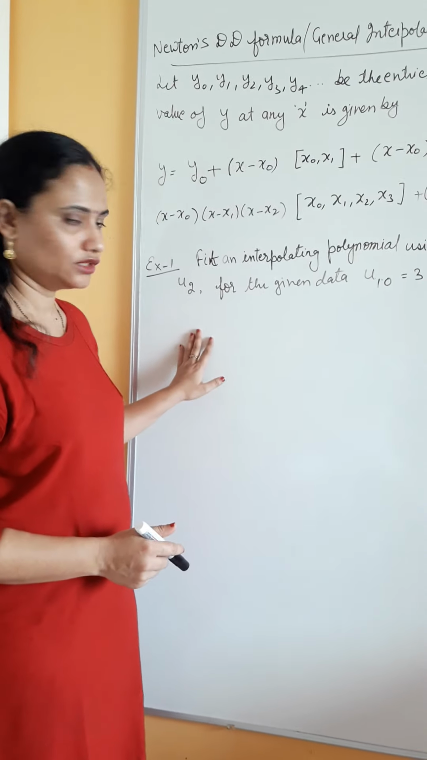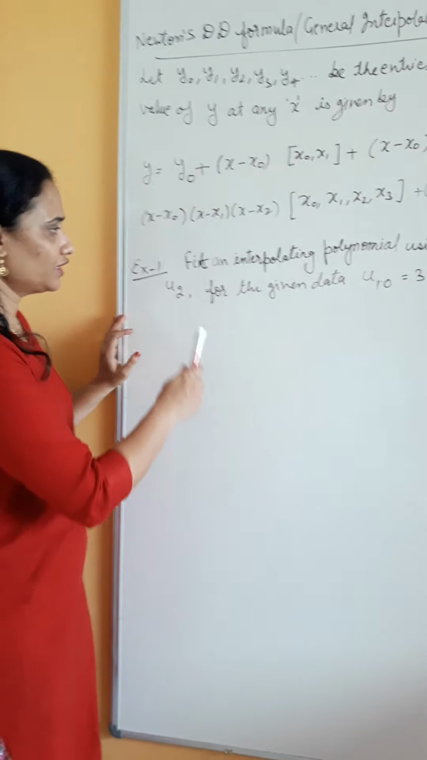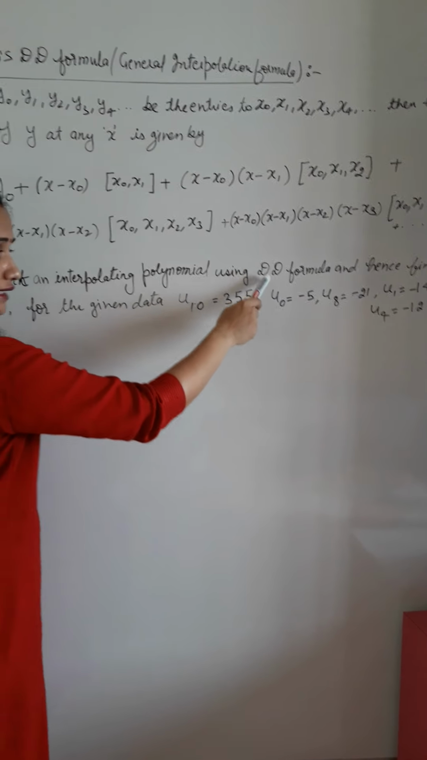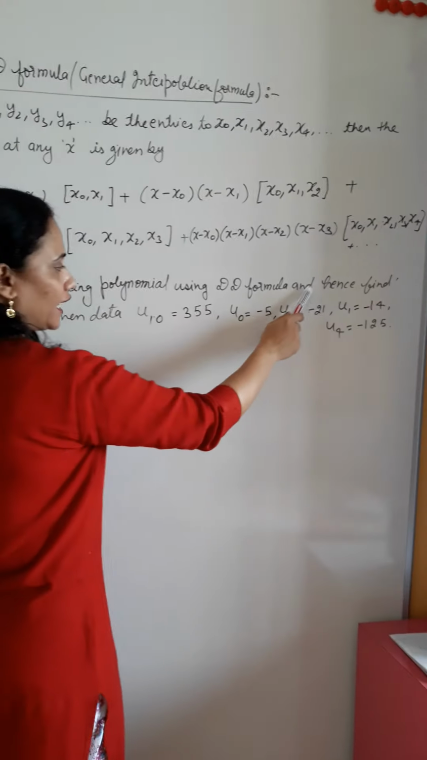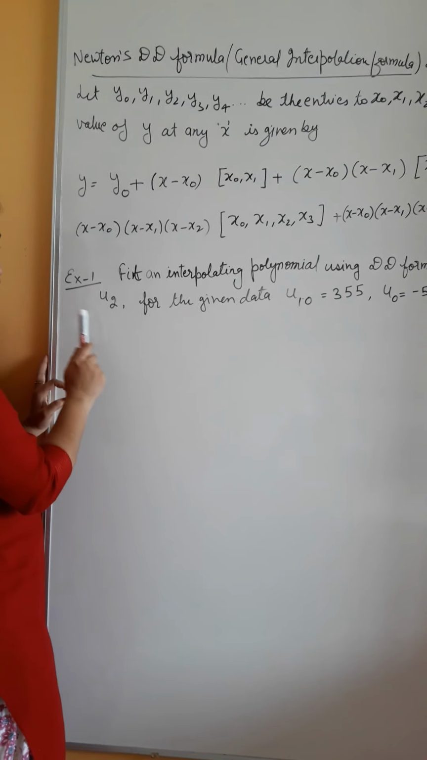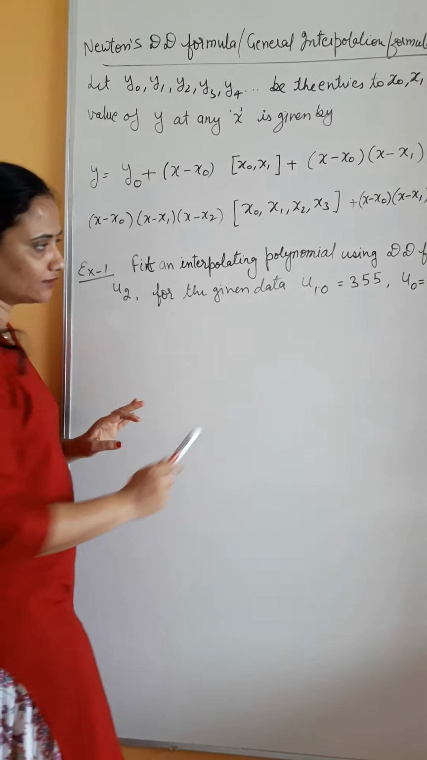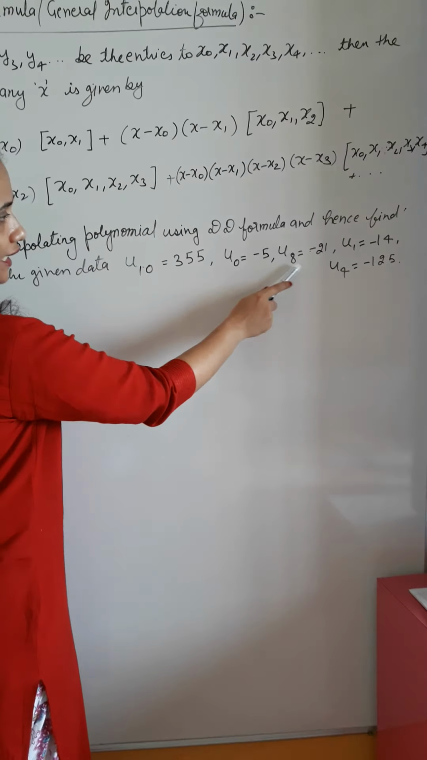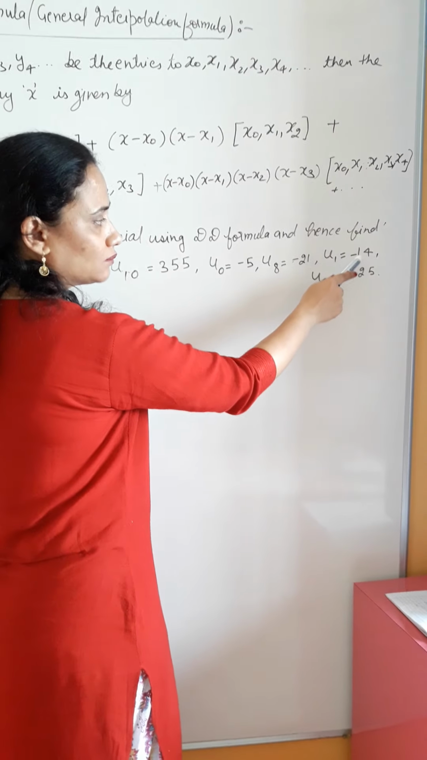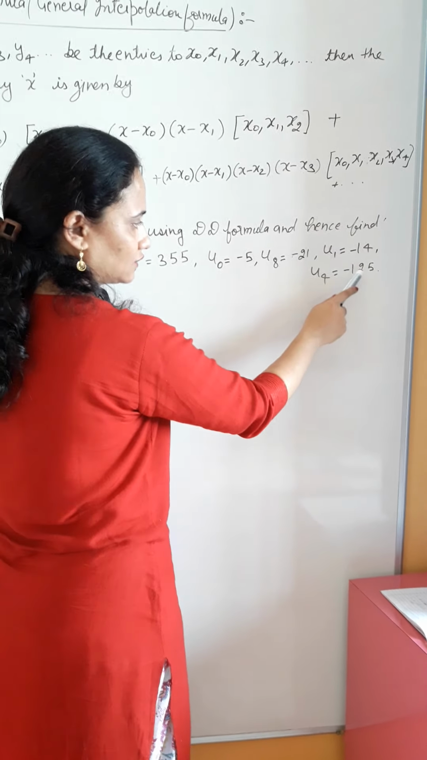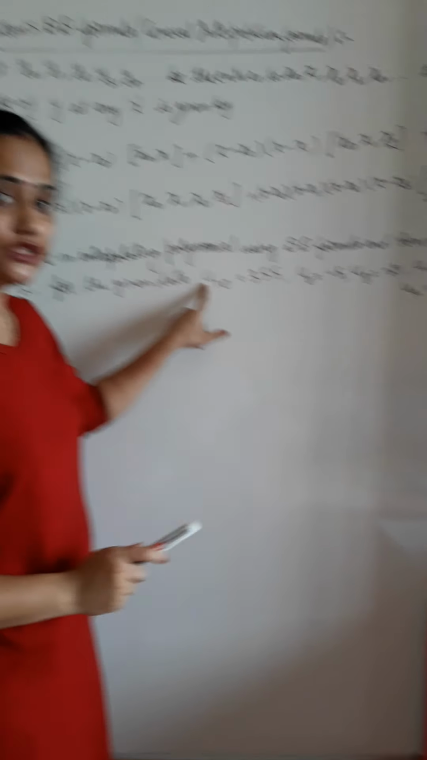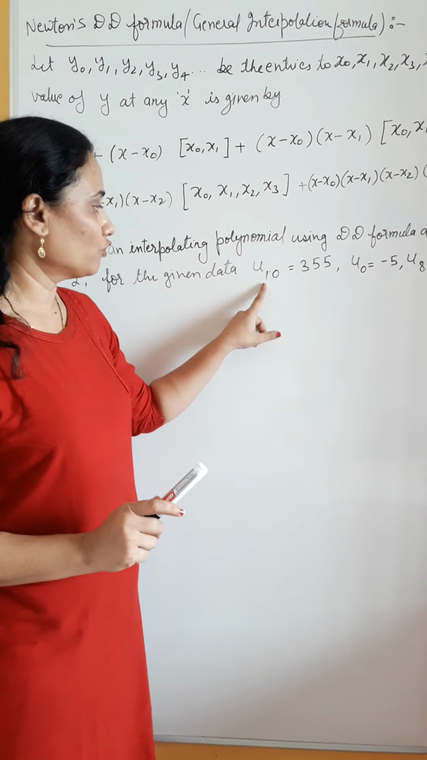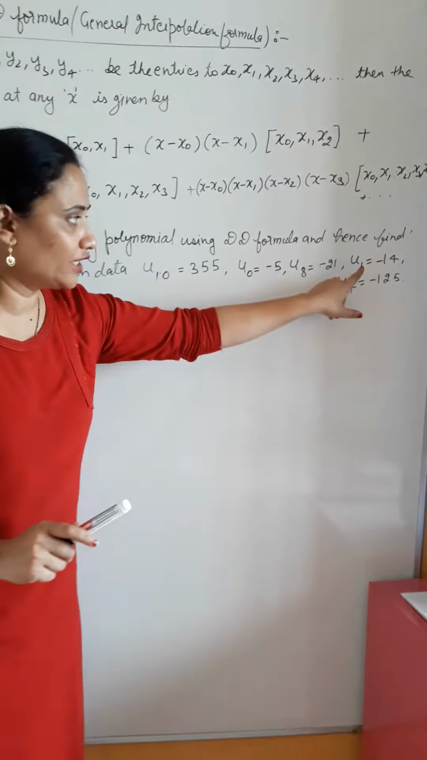So let's start with the numerical example. The question is: fit an interpolating polynomial using the divided difference formula, or it may be written as using the general interpolation formula, and hence find u2. What is the data given? u10 is 355, u0 is -5, u8 is -21, u1 is -14, u4 is -125. What is u? u is a function of x. As we were taking y, now it is given as u. And x is 10, 0, 8, 1, 4.